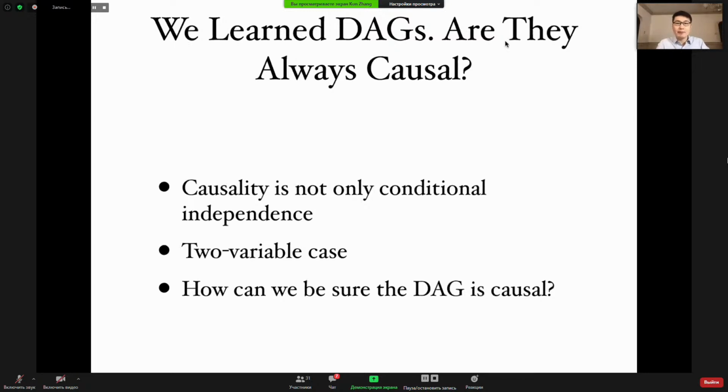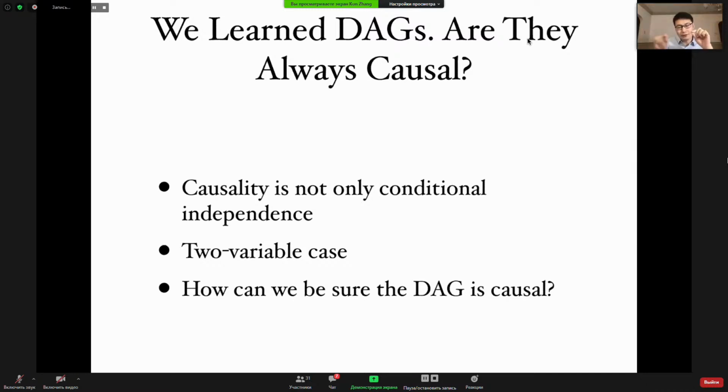And we can learn DAGs, or we can learn graphical representations, from data, right? There are many methods to learn Bayesian networks. So sometimes they are causal, but sometimes they are not. Causality is not just about conditional independence. In particular, in the two variable case, right?